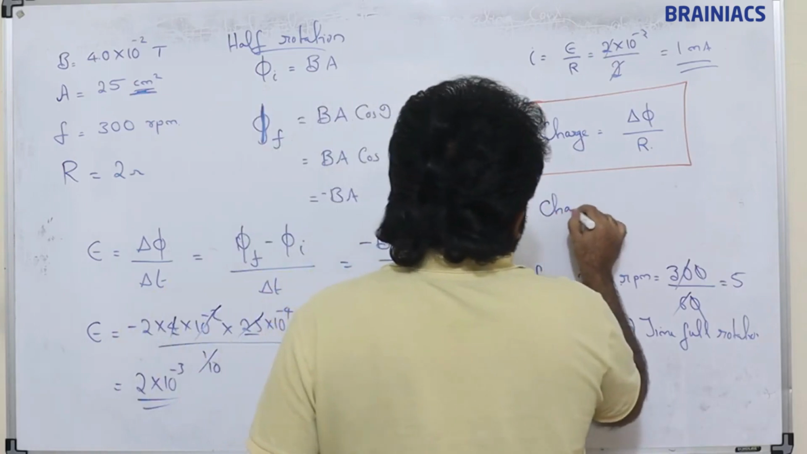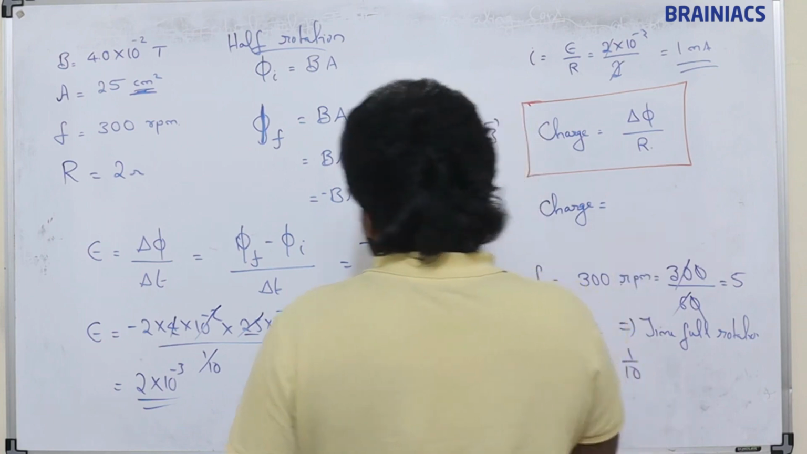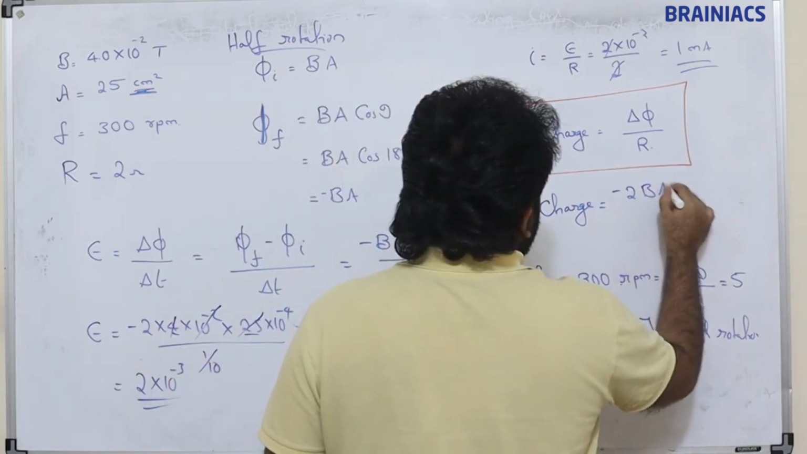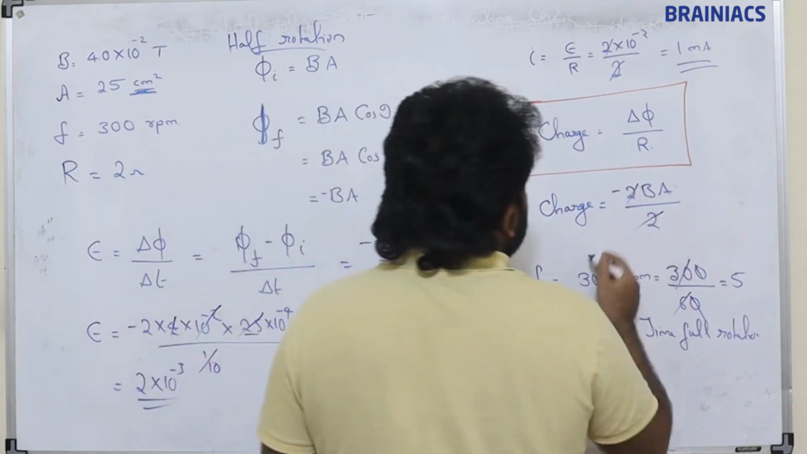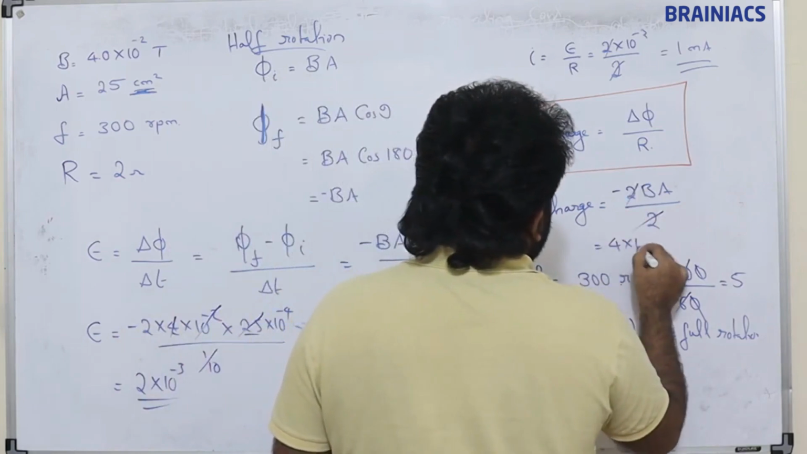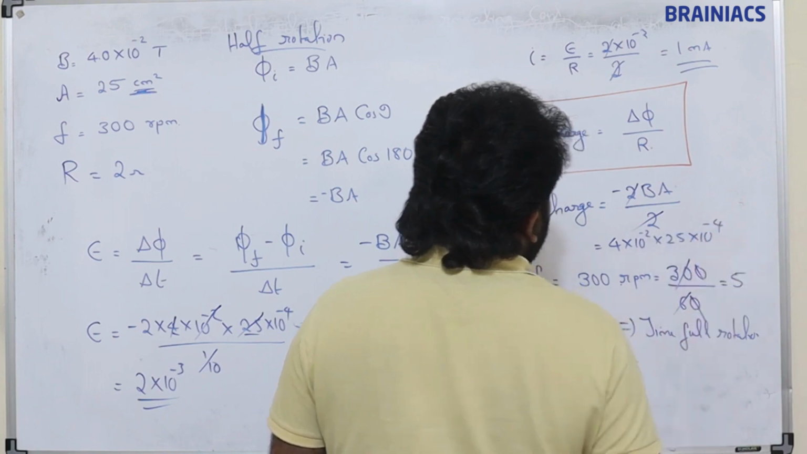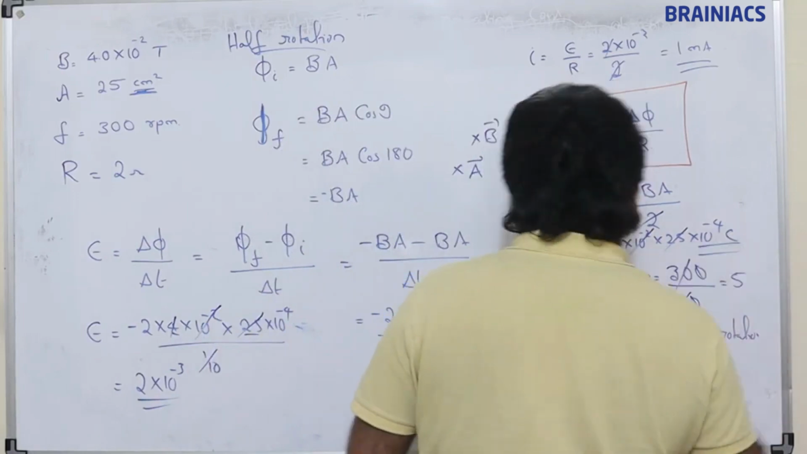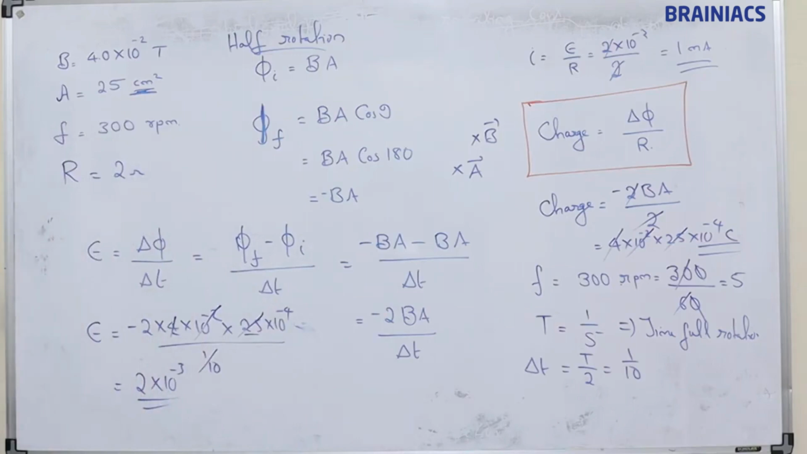So the answer for charge is equal to delta phi, which is minus 2BA, divided by the resistance 2. So this can be cancelled off. We will be getting 4 into 10 raised to minus 2 into 25 into 10 raised to minus 4. So this is 100, and this can be cancelled off. 10 raised to minus 4 is the answer. Clear?